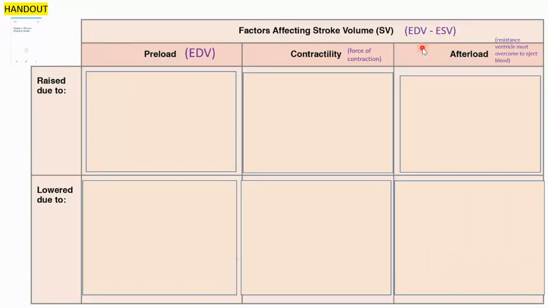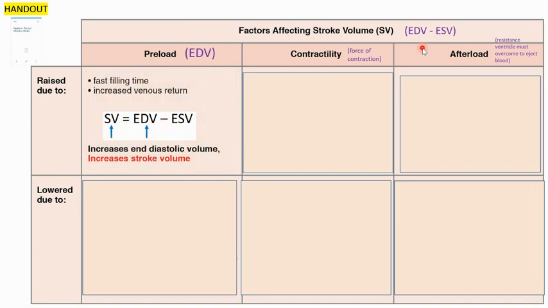So think about what things would have to happen in order to raise preload, in order to get that end diastolic volume number high. What kind of things would be happening? Fast filling time. You've got a lot of blood coming into the ventricle quickly. Increased venous return. You've also got more blood flow coming in. So not only do you have more volume of blood coming in, you also have it coming in at a faster rate. So either one of those two is going to increase that end diastolic volume, which will ultimately increase stroke volume.